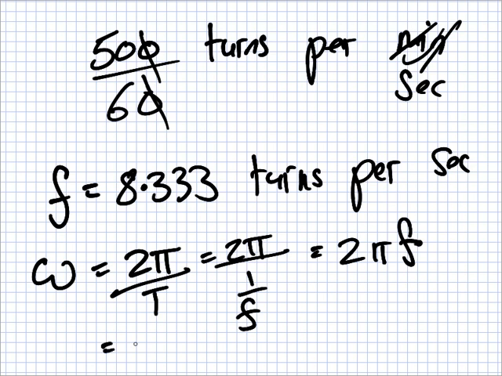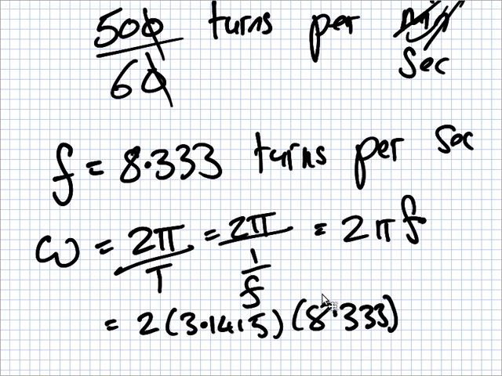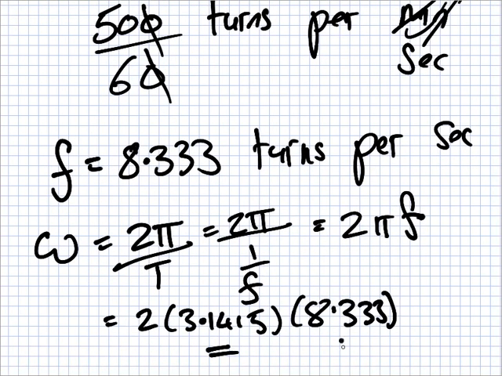So my answer will be 2 times 3.1415 times 8.333. What does that equal, please? It's like 49... 52 point... Okay.